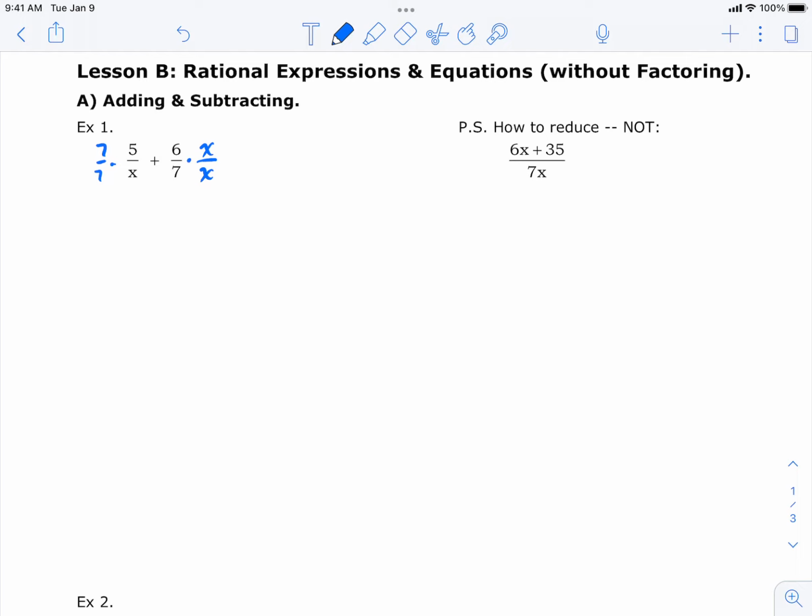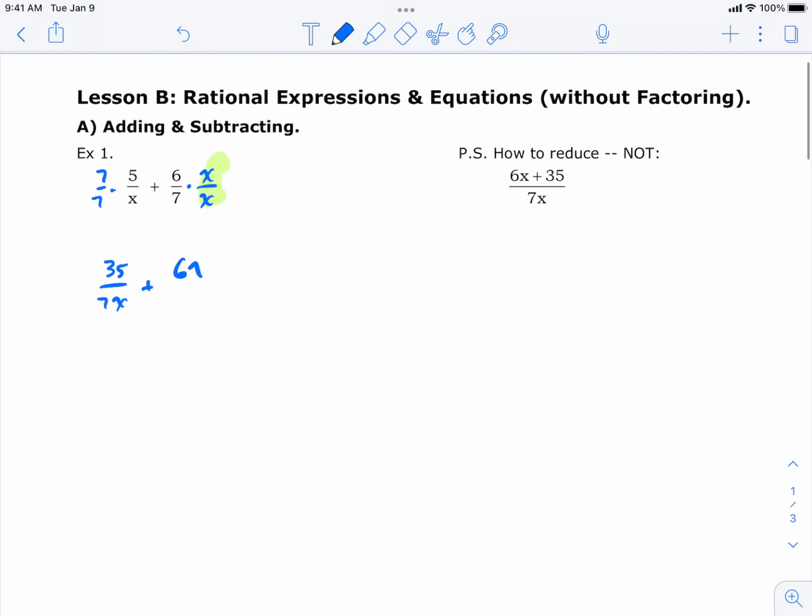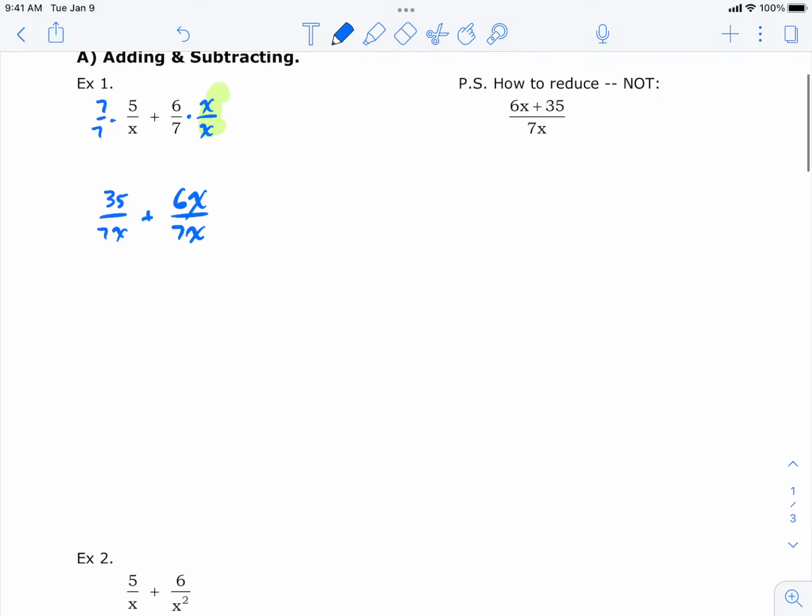So I'm going to multiply the first term by 7 over 7. That's going to give me 35 over 7x. And then over here, I multiply top and bottom by x over x. That gives me 6x over 7x. Notice that the denominators are now the same. So I'm counting 7x's, so to speak. I got 35 of them, add 6x of them.